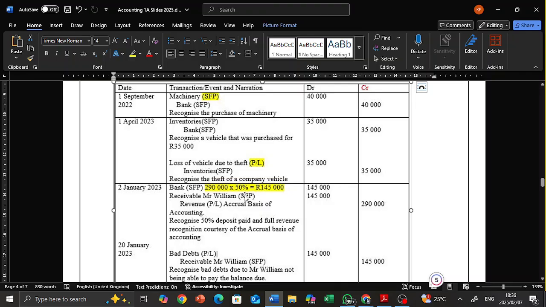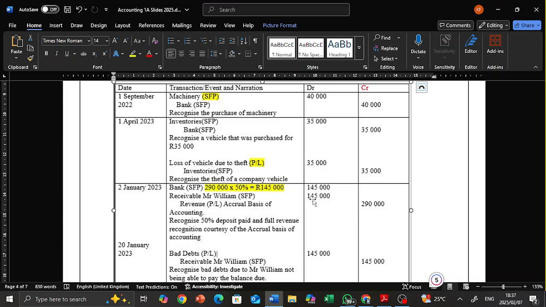So, receivable, Mr. Williams, he paid half, he owes half. Receivables increase on the debit side because it is an asset. This 145,000 belongs to us. Do you understand? Now, there are special cases in life where people maybe pass on or they become insolvent, meaning that they don't have enough money. So, this is what happened here. Okay?